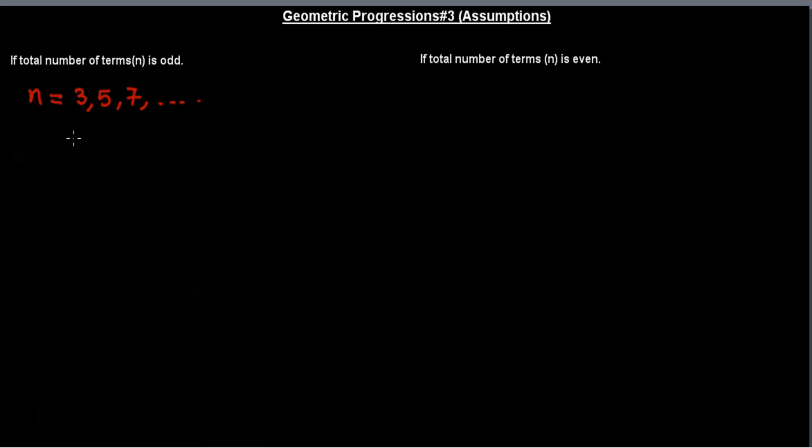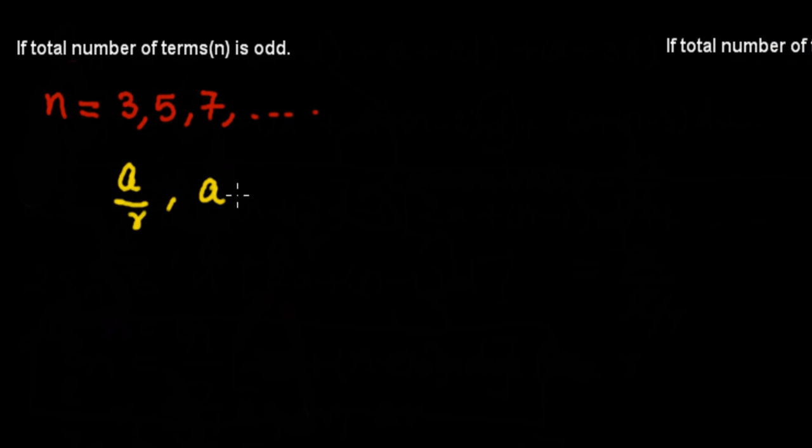For this we have to take the assumptions a upon r, a and ar. Here you see t1 is a upon r, t2 is a and t3 is a into r. We see the common ratio of this. What would be the common ratio?